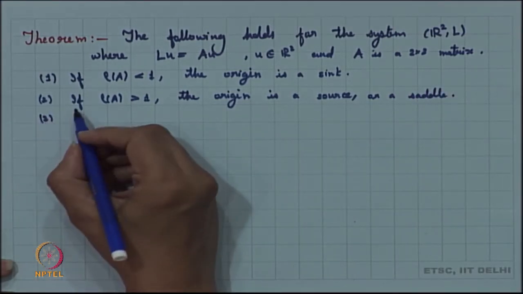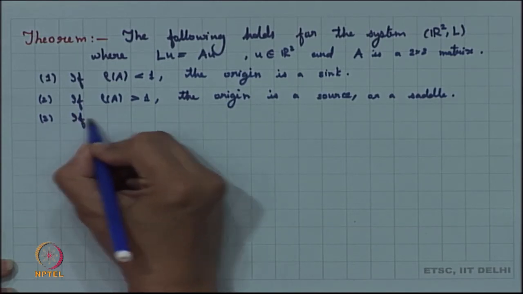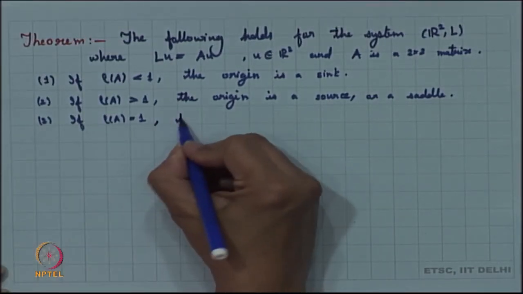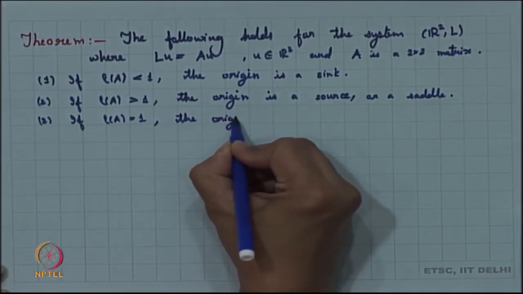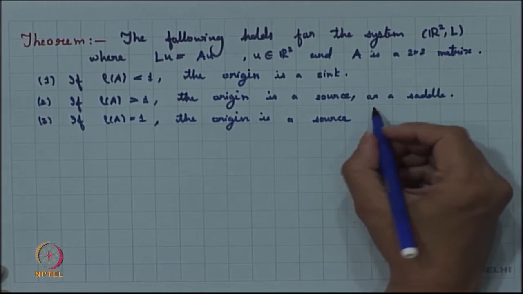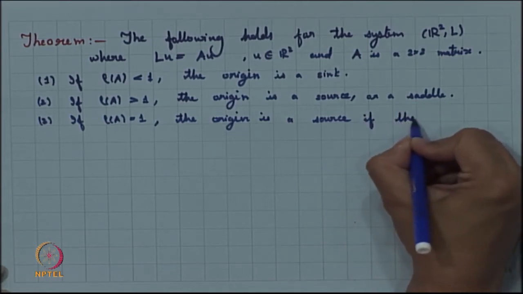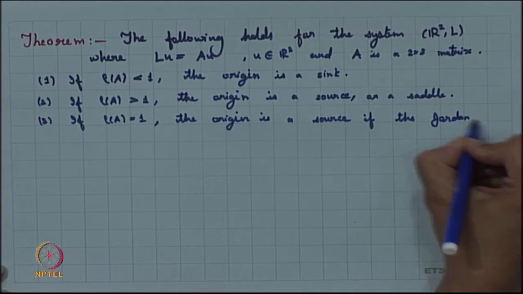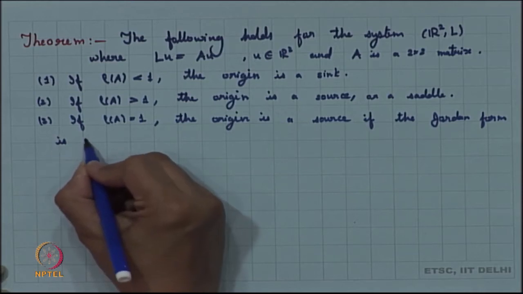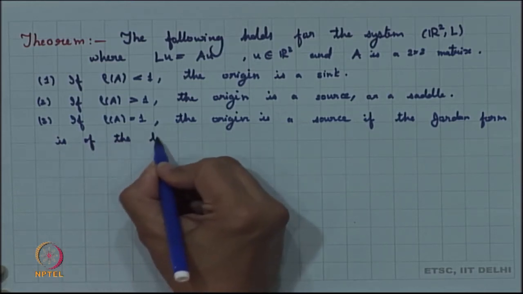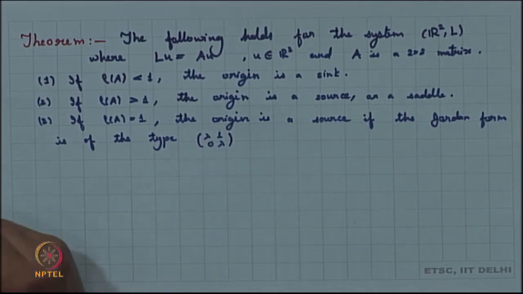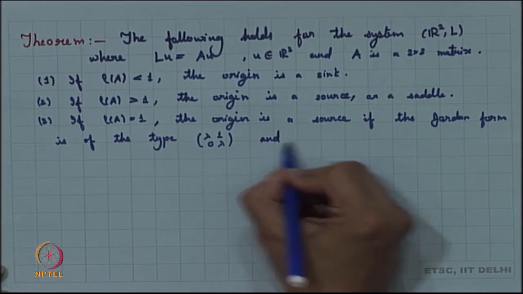And the third case is if rho A is equal to 1, then the origin is a source if the Jordan form is of the type lambda 1, 0 lambda, and a sink otherwise.